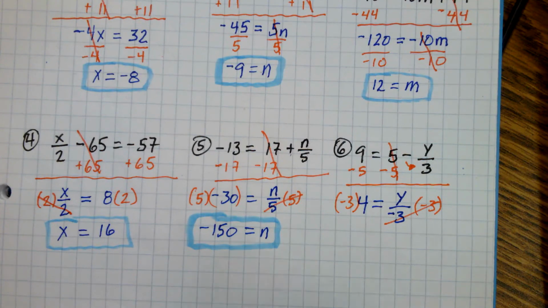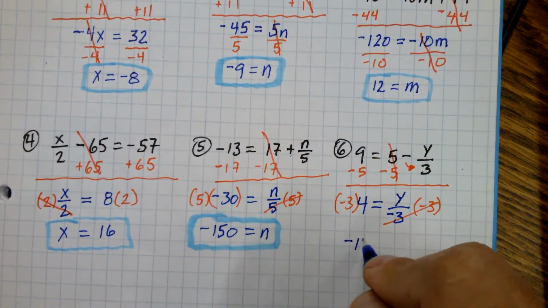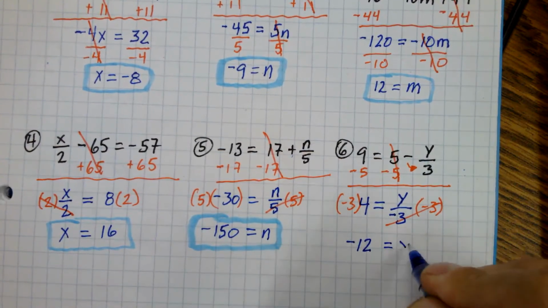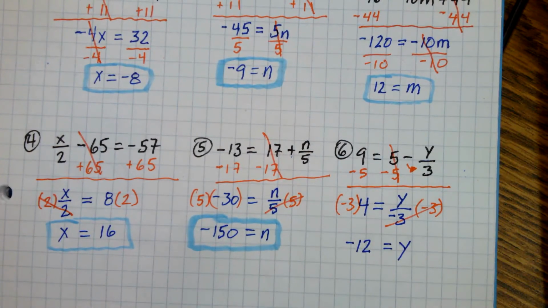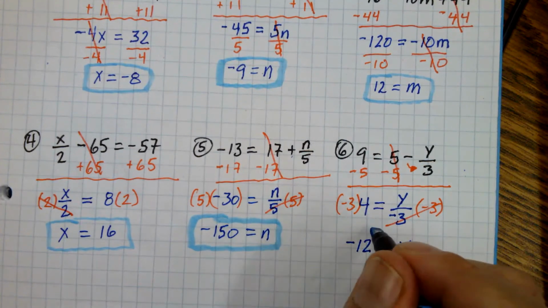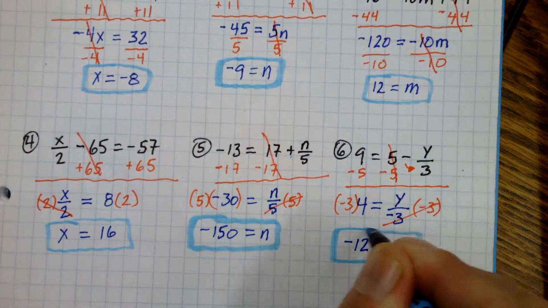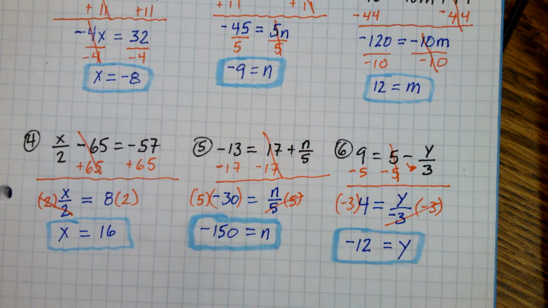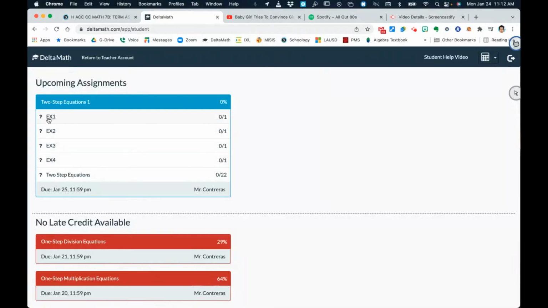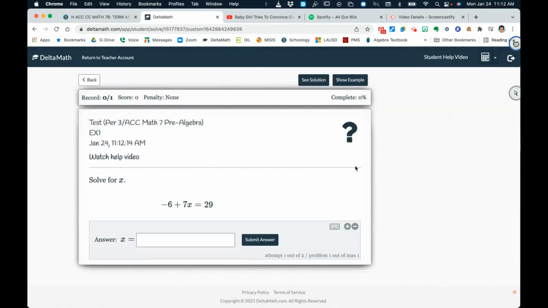Negative 3 times 4 equals y. Okay? And that is the answer. Okay. So that does it for the notes portion. We're going to do some examples on the delta. You may want to have some paper ready because we're going to do several of these. Okay. So here we are. This is the assignment that goes with the notes.